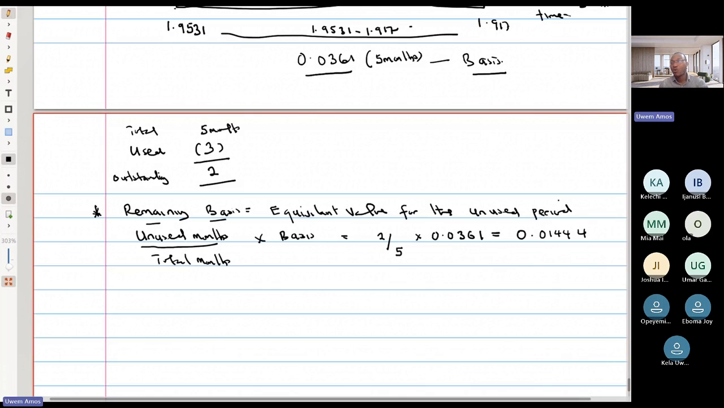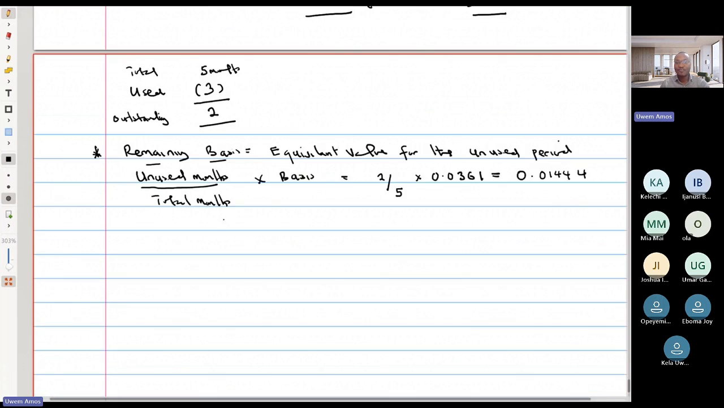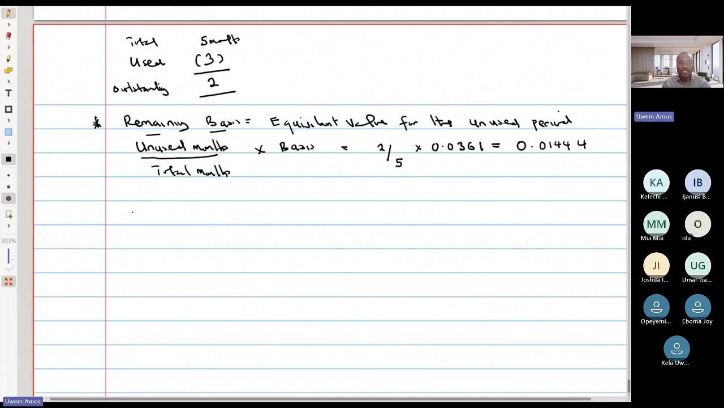So now let's adjust our 1.917 for that value. And that is what we call our lock-in rate, or our adjusted price.